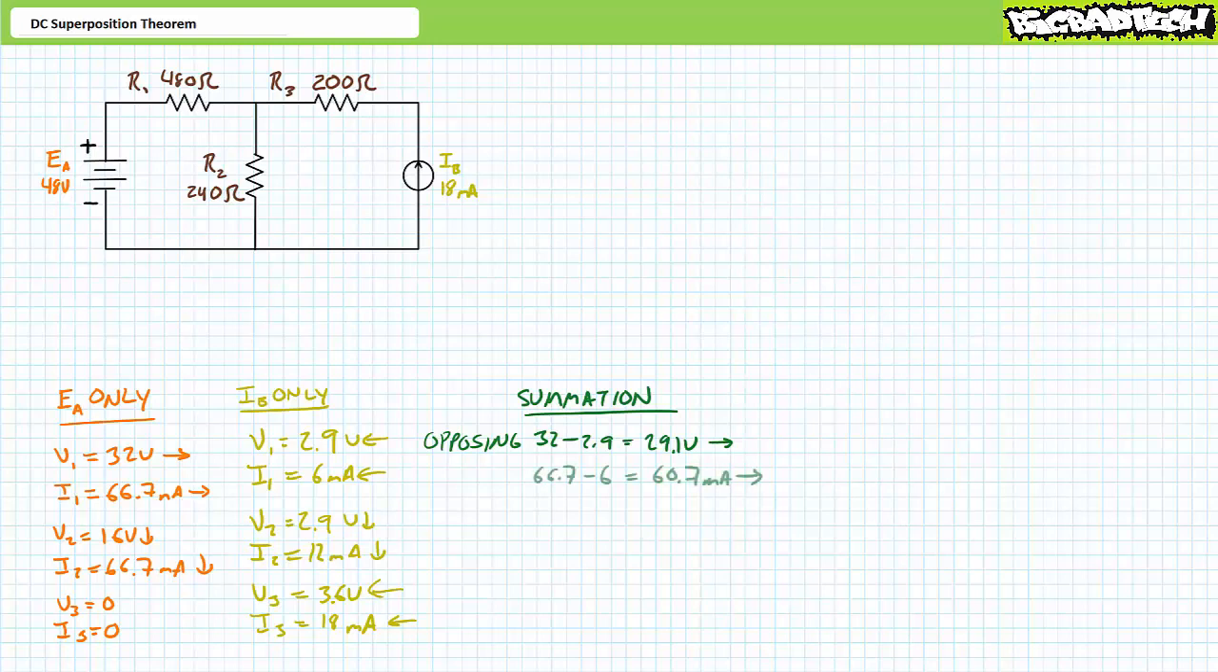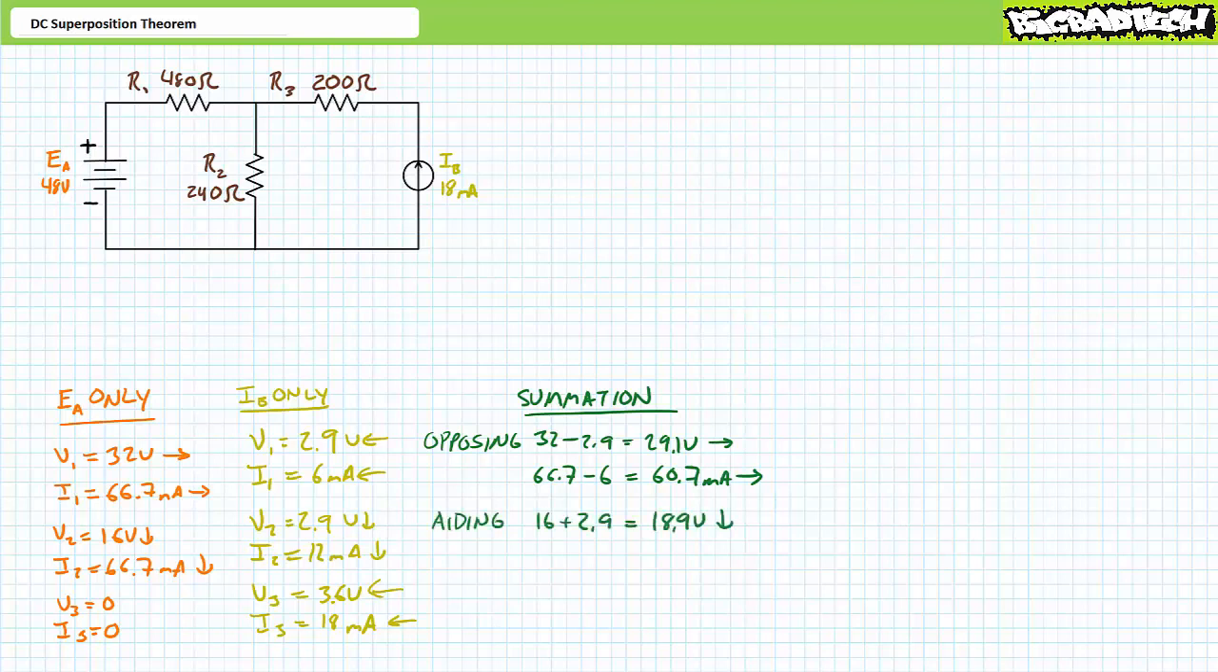Similarly, when the voltage source pushes 66.7 milliamperes through R1 left to right, and the current source pushes 6 milliamperes of current through R1 right to left, these sources are opposing each other, and it can be said when these effects are superimposed upon one another, R1 ultimately experiences 60.7 milliamperes of current left to right.